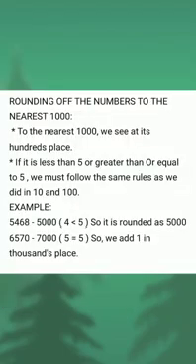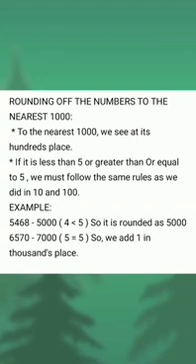Next we see rounding of numbers to the nearest 1000. To the nearest 1000 we look at its hundreds place. If it is less than 5 or greater than or equal to 5, we must follow the same rules as we did in 10 and 100.